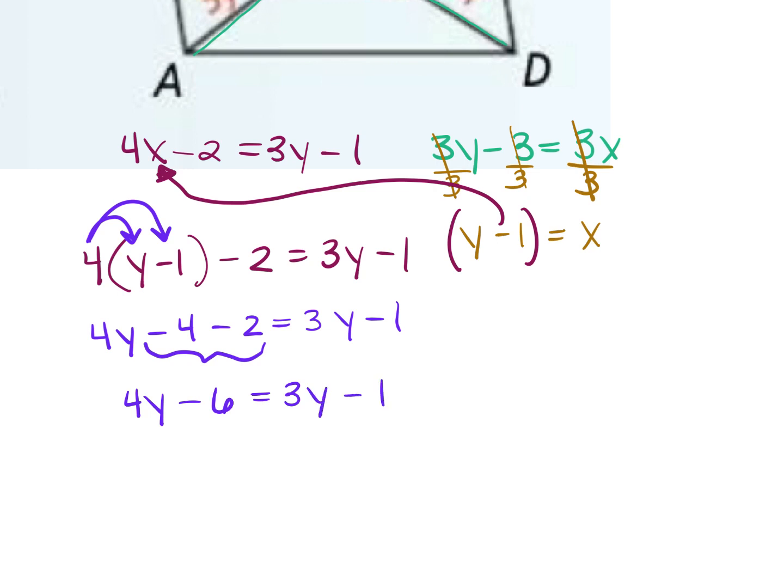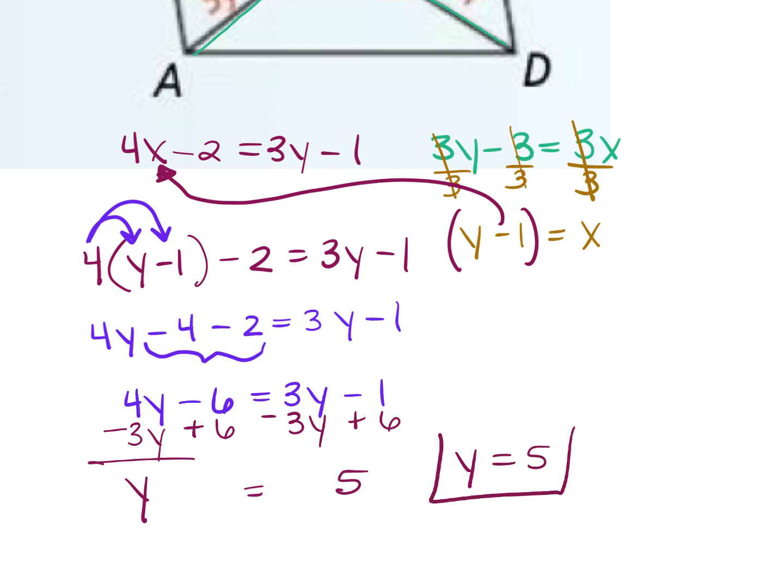And now you can just move your y and your 6. So take away 3y. You get y on the left side. Add 6 to both sides. And you get 5. So that means y is 5. And x is 4. How'd you get that? I subtracted 1. So if you plug that back in here, 5 minus 1 is the value of x. So x is 4.